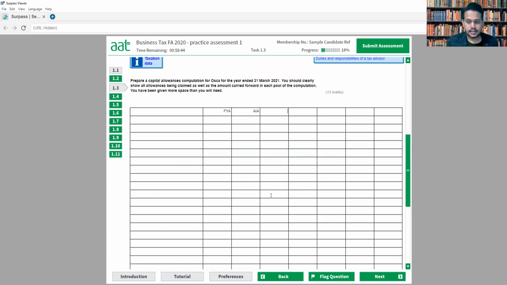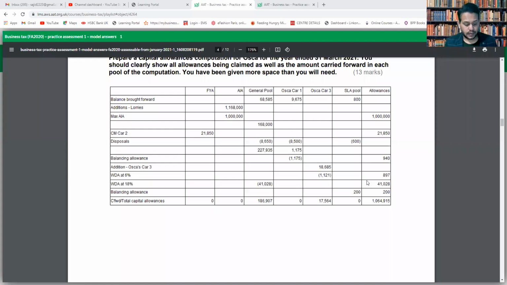So let's quickly write it down. All right, so here is the answer for that. Let's have a look. How does it work? I'll quickly explain that so that it will make it more clear.